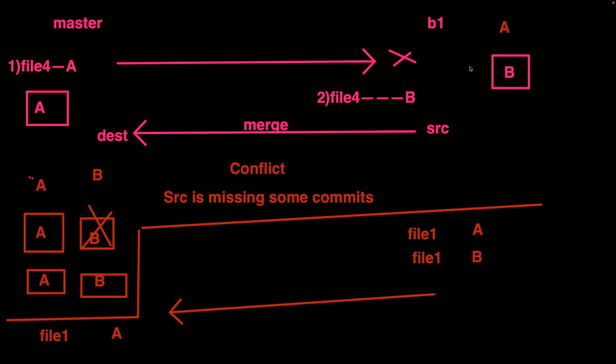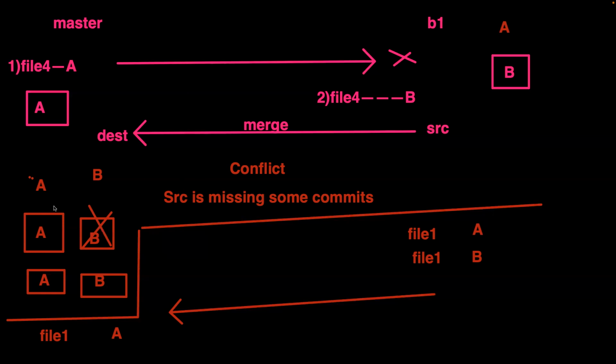Here I have explained it with an example, right? File 4 is there, commit A is there on master. You created some other file for the second step. You go through all these steps. File 4 is there, commit B is there here, I created commit B. Now I am merging it. You will get a conflict because it doesn't have this commit A which is there on master.